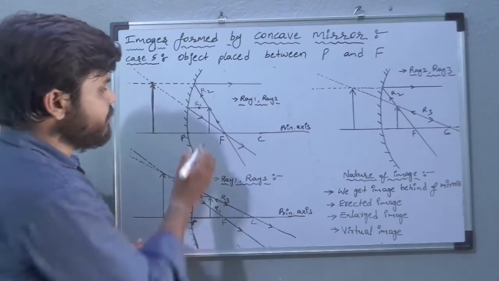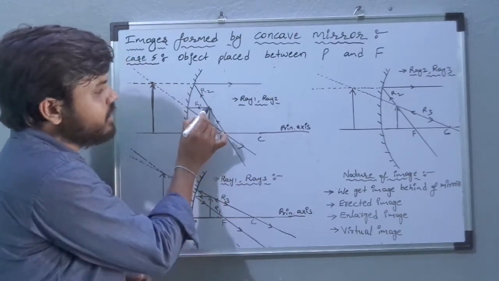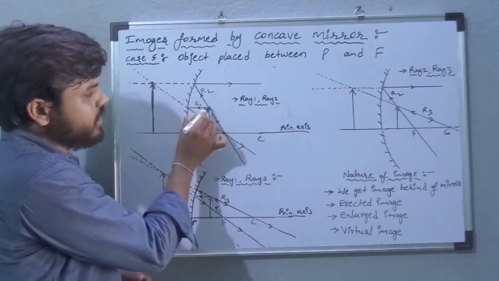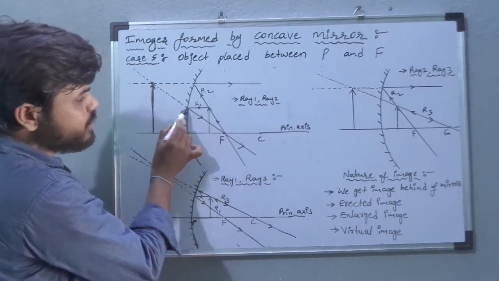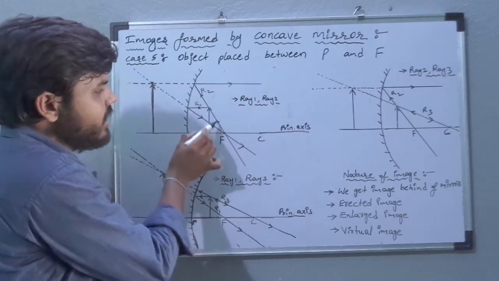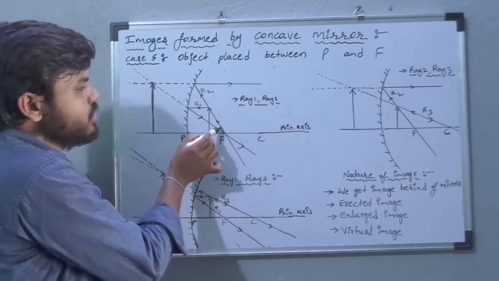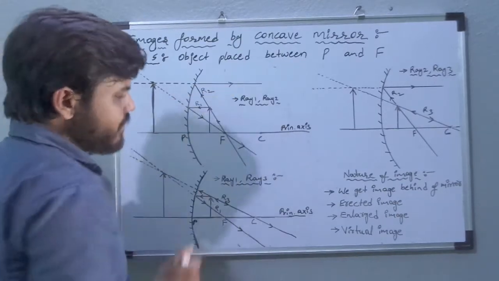See, for that I placed an object between pole and focal point. I took ray 1 and ray 2. Ray 1, the incident ray, is parallel to the principal axis, and the reflected ray is passing through the focus. Ray 2, the incident ray, is passing through the focus. After reflection, the reflected ray is parallel to the principal axis.